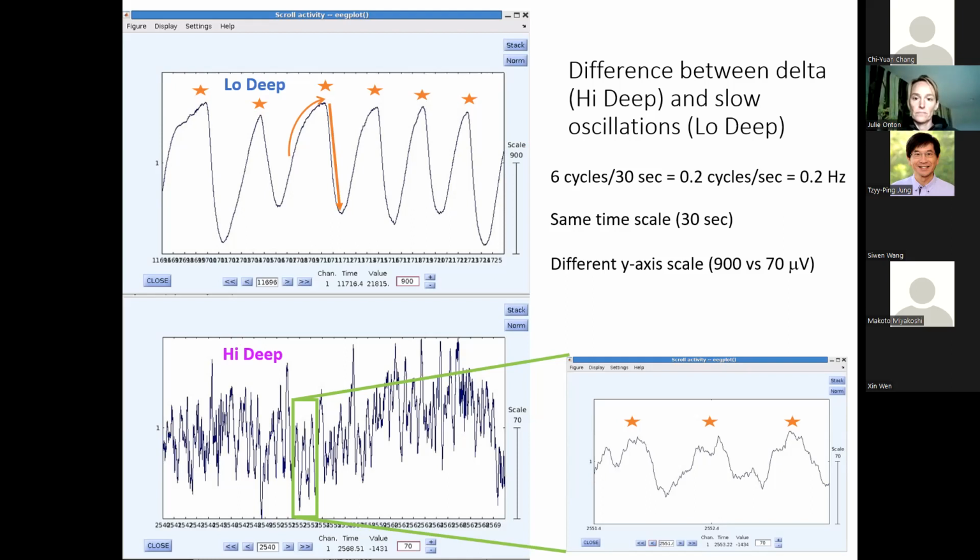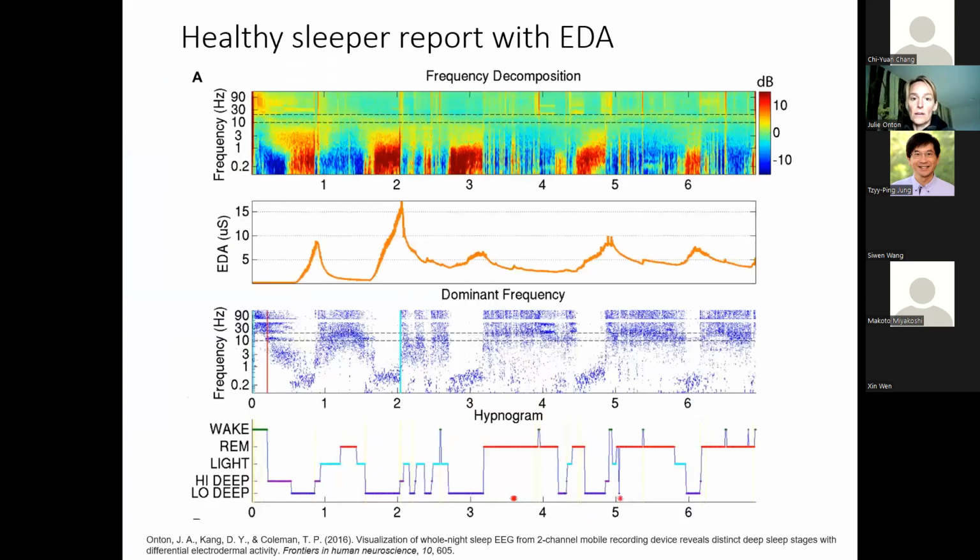When people talk about slow wave sleep, what frequency do they usually mean? Anything below 3 hertz. Okay, got it. So they don't distinguish between the low and high. Right. And I'll show you why I think that's absurd.